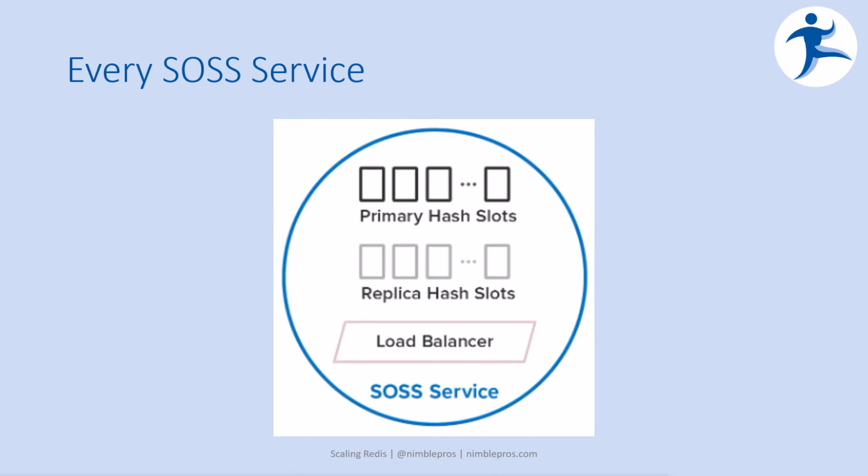Unlike Redis, where we had to configure separate Redis servers as masters or replicas, every ScaleOut StateServer service includes within it the primary hash slots, the replicas, and the load balancer. So as a user of this service, you don't have to manually deal with hash slots or balancing or any of that. The service does it all for you because that's part of its job. And it's far more likely to do it consistently and correctly than you are.